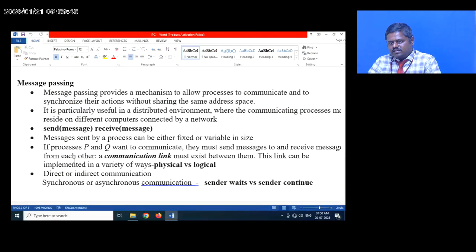The logical connections are nothing but the mails, the message queues and these kinds of things. Both synchronous and asynchronous communication can happen here. Synchronous communication means the sender should wait and must confirm that the receiver is receiving, and only then does it send the next message. Thank you.